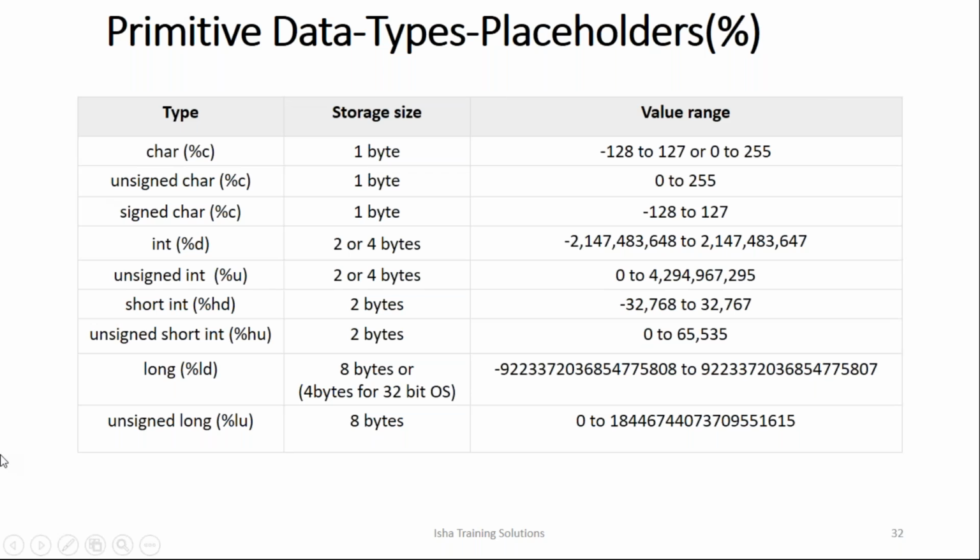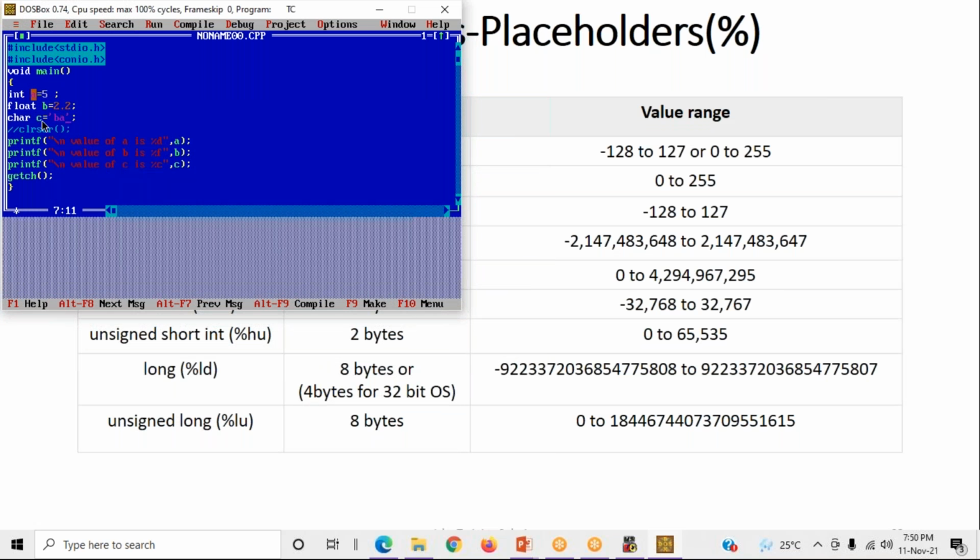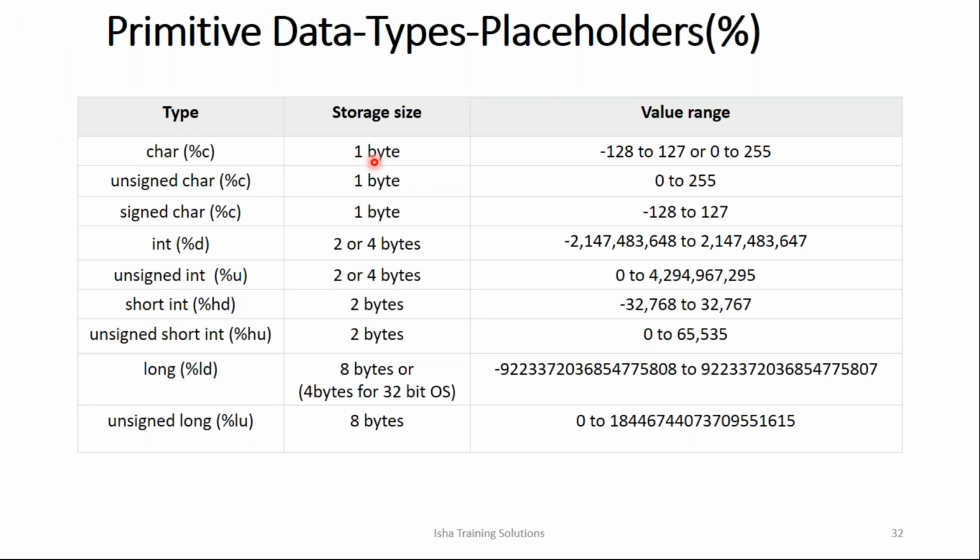Similarly, character. Character will hold 1 byte. Why 1 byte alone? Because this character will take input of only one character. Just now we have seen char C equal to AB, or we have given BA. Even though we give more than one character at the same time, it will consider only the first character as input and display it. So it takes only 1 byte of size in the memory.